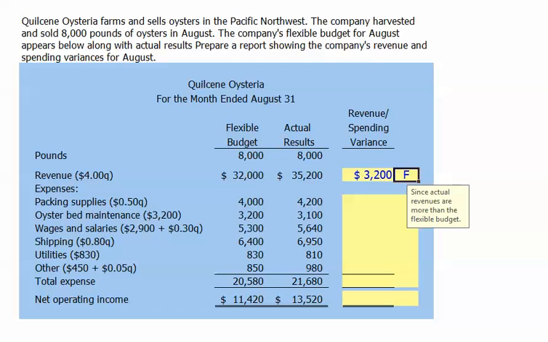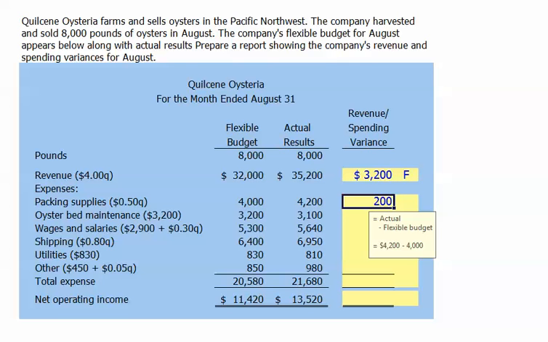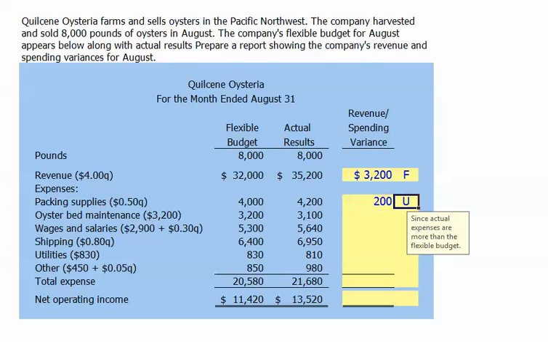For our packing supplies, our difference in expenses is $200. And since our actual expenses are greater than our flexible budget amount for this level of activity, we would say that this is an unfavorable variance.